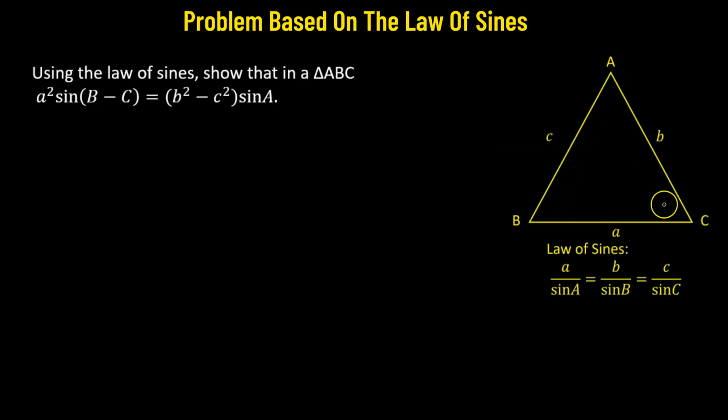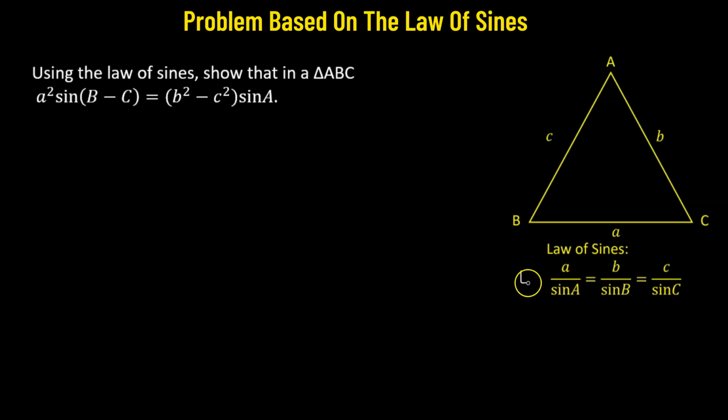Considering a triangle ABC, the sides opposite to angle A, angle B and angle C are going to be represented by the letters a, b and c respectively in lowercase. Then the law of sines states that the ratio of side a to the sine of the angle opposite to it is equal to the ratio of side b to the sine of the angle opposite to it, and this ratio is also equal to the ratio of side c to the sine of the angle opposite to it. So this is the law of sines.